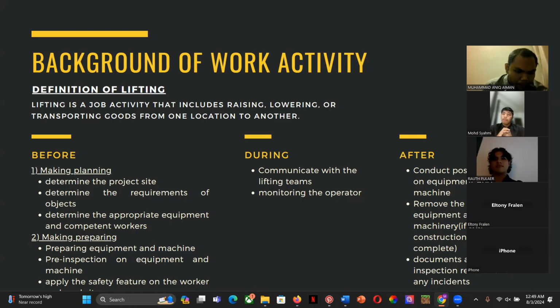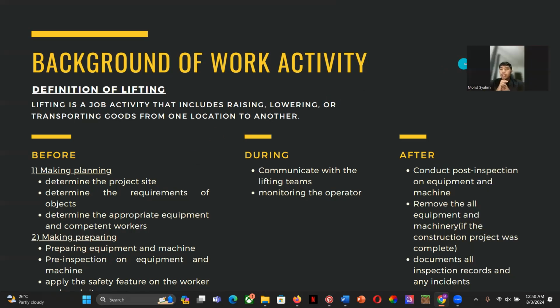Before any lifting activity, project management and engineers conduct thorough pre-planning. This includes selecting a suitable project site with strong soil to support the weight and pressure of the load, and also the identification of object requirements such as weight and dimension, and selection of appropriate equipment and competent workers. Once planning is complete, preparation is made, including checking and preparing equipment and also lifting machines like crane, hoist, and sling. Each piece of equipment undergoes thorough inspection to prevent damage during lifting activity.